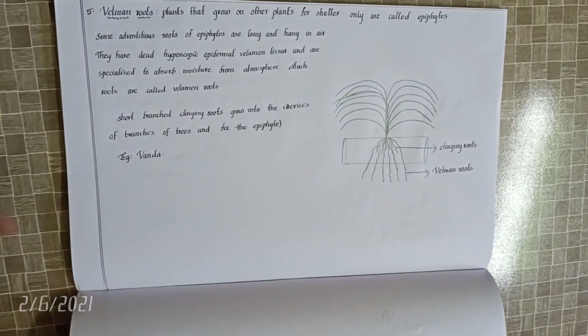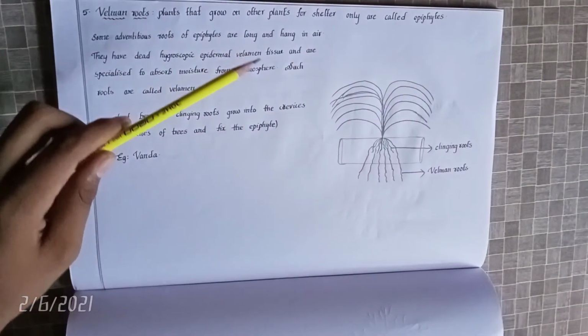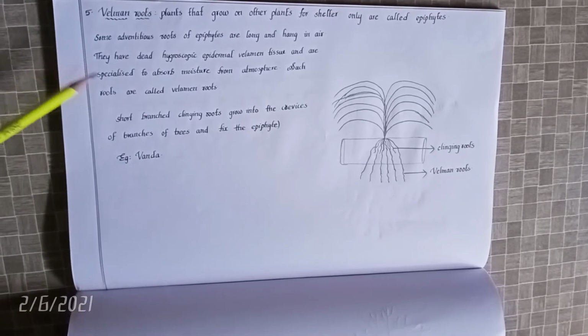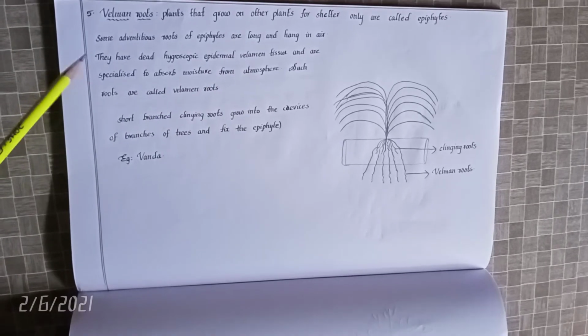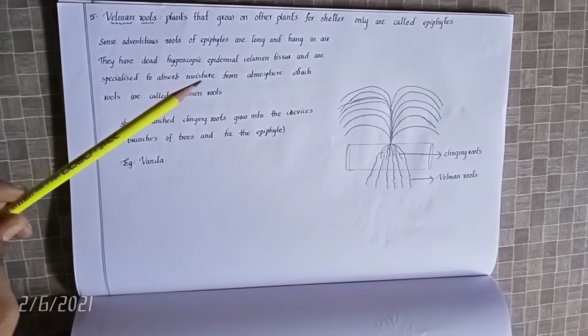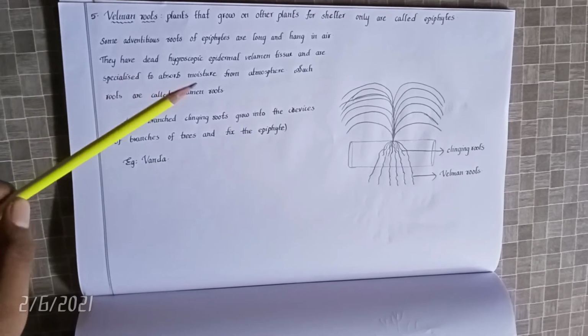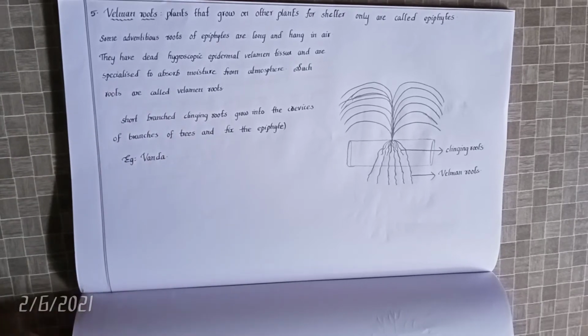And the next, Velamen roots. The plants that grow on other plants for shelter only are called epiphytes. Some adventitious roots of epiphytes are long and hang in the air. They have dead hygroscopic epidermal Velamen tissue and are specialized to absorb moisture from the atmosphere. Such roots are called Velamen roots.